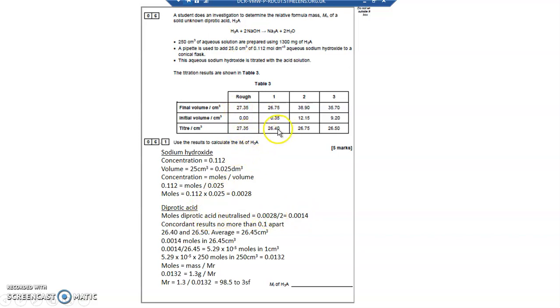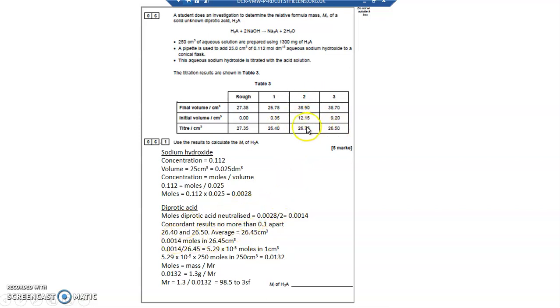Now I come to my results. I've got to look for the best 2 results. The best 2 results are called concordant results, and more accurately it means that they're no more than 0.1 centimetre cubed apart. So I'm looking for 2 of the closest here, 2 that are less than 0.1 apart. If you end up with 3, by the way, I use all 3, but I've only got 2. Titration 1, 26.40 and 26.50 from titration 3 are 0.1 apart. 26.75 is 0.25 away from titration 3, and the rough ones much further apart. So I'm going to use titration 1 and 2, and I work out an average. 26.40, 26.50, add the 2 together, divide by 2, 26.45 centimetre cubed is the average from my 2 concordant results.